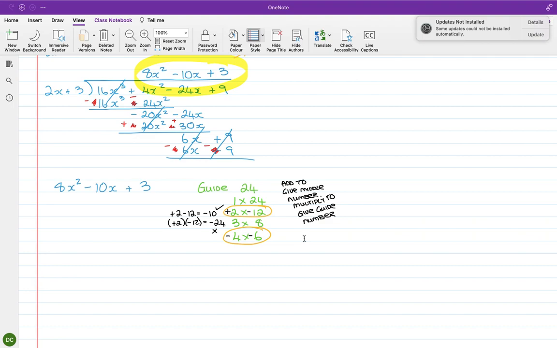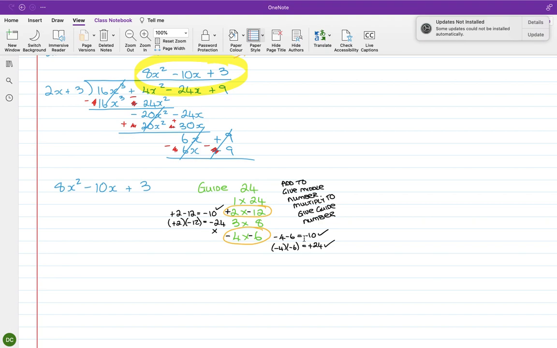Okay, now the other one should work. So minus 4 minus 6 is minus 10, which is the middle number. And then minus 4 times minus 6 is plus 24, which is the guide number. So it's going to be minus 4 and minus 6. All right, I just wanted to do that. I had a feeling that was going to happen.